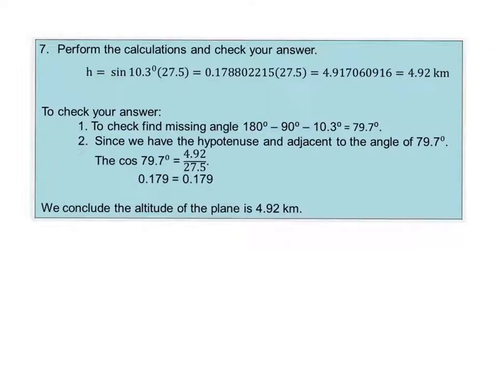In our final step, performing the calculation and checking our answer, when we perform our calculation, we find that h is equal to 4.92 kilometers. To verify that that is the correct answer, we're going to check it. First of all, we check the missing angles here to make sure that is correct. Then we're going to find the cosine, because we have the hypotenuse and the adjacent, so we're looking for the opposite of what we found. And the cosine for 79.7 degrees does work out as well. Therefore, we can conclude the altitude of the plane is 4.92 kilometers.